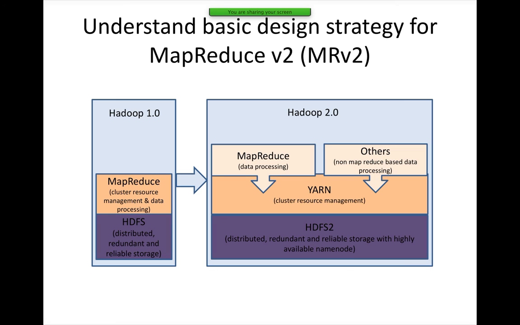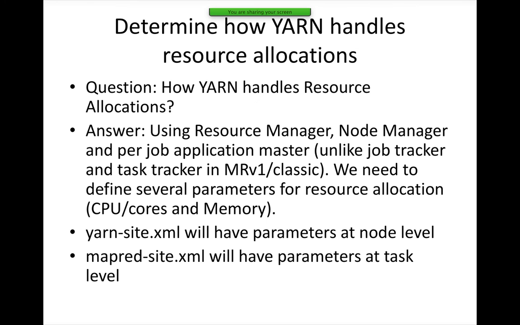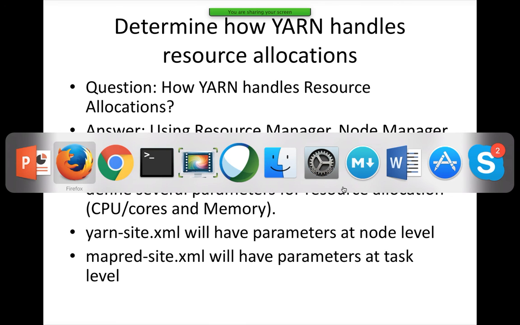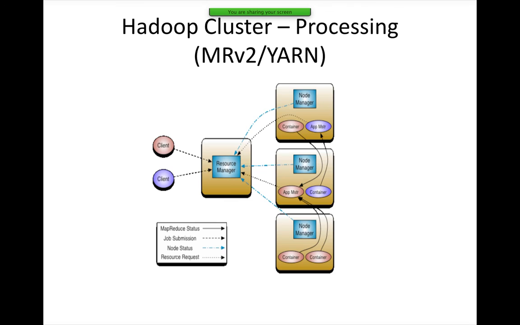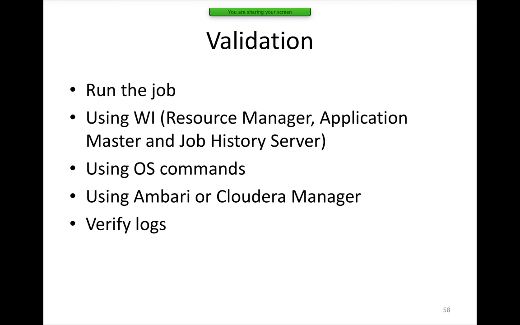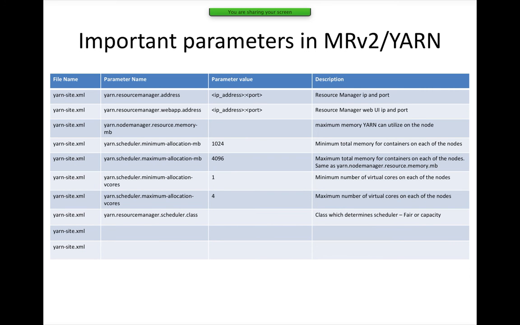So these are the major differences. You need to understand this slide to compare and contrast between Hadoop 1 and Hadoop 2. Okay, so this determines how YARN handles resource allocations. I have already covered that, so you have to understand the parameters which are related to that. First, you have to set YARN level parameters, especially the node manager resource memory MB.